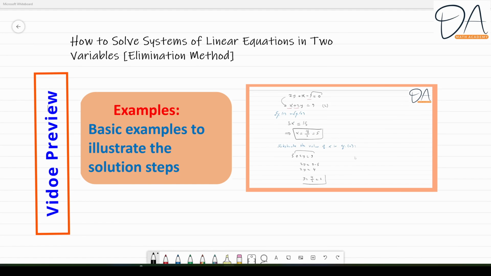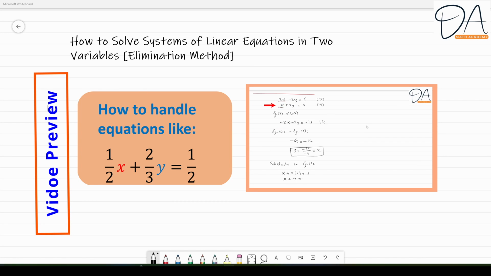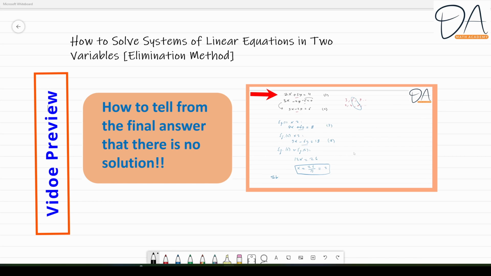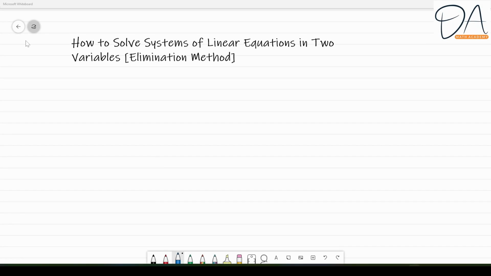These examples contain some basic examples, and also one example that deals with equations that have fractions, and one example when there is no solution. So how to recognize when actually there is no solution. So stick around and let's get started.